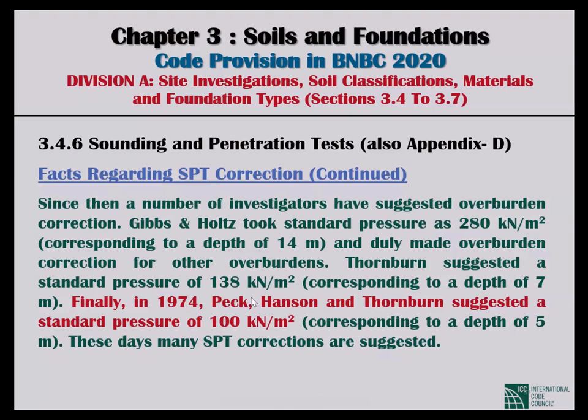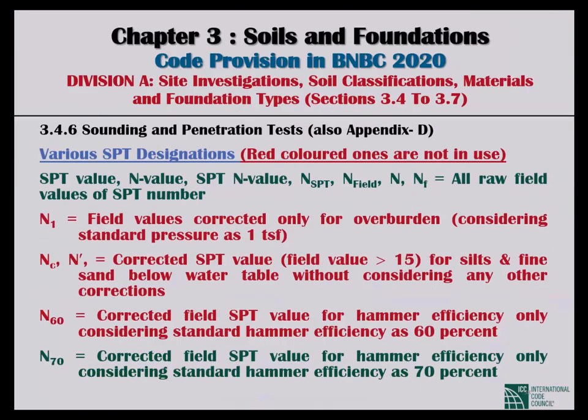That means whenever we perform the SPT test, it could be from different depths. They are saying that whenever we get the SPT value at an effective overburden pressure of 100 kilonewton per meter square, then this is the standard one. Otherwise, you have to go for this correction. So that's what this correction is about.